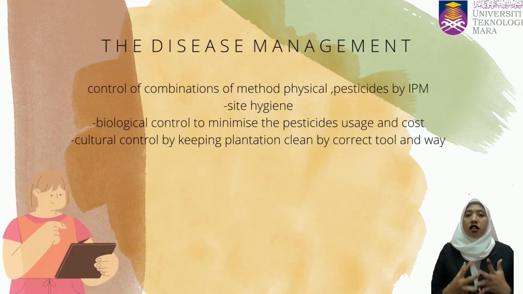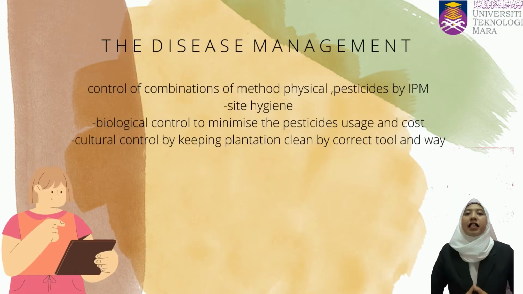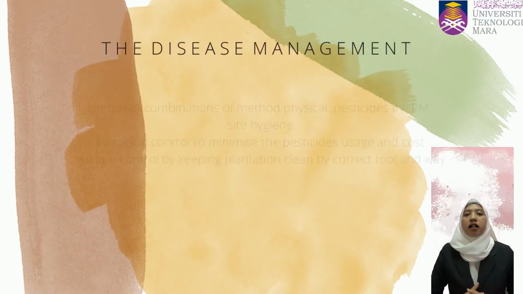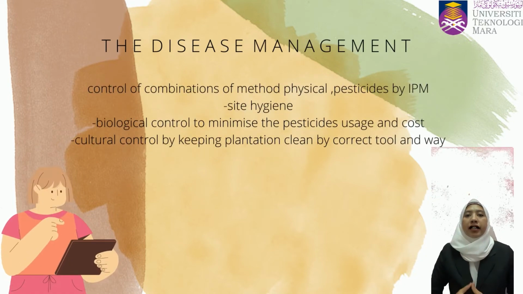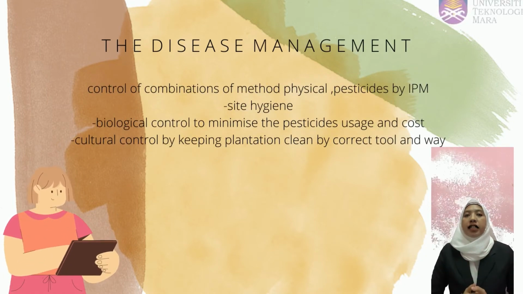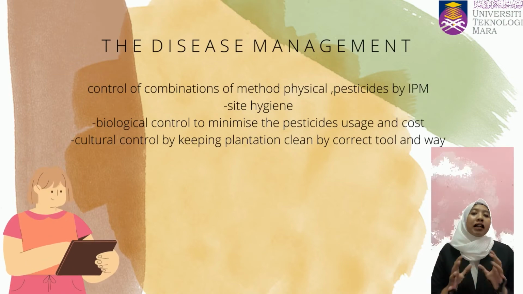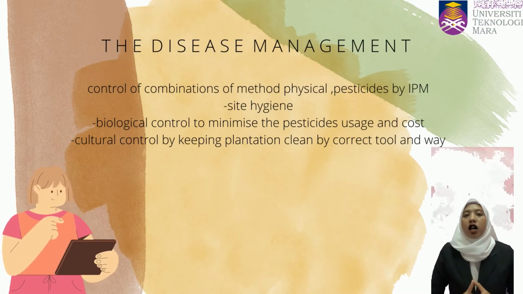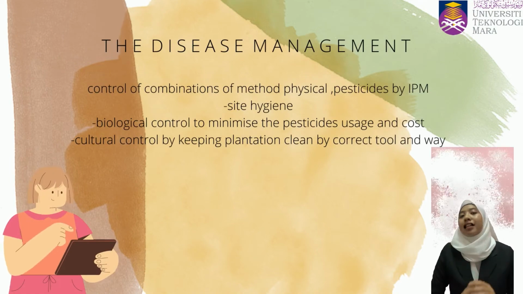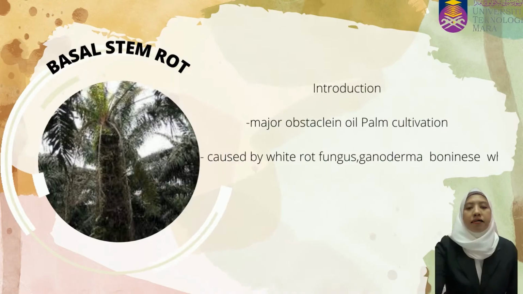Through the cultural control, keeping plantations clean by using the correct tools and removal methods is considered a successful method to manage the red ring disease. Through the natural method, trapping is used to reduce the palm weevil.